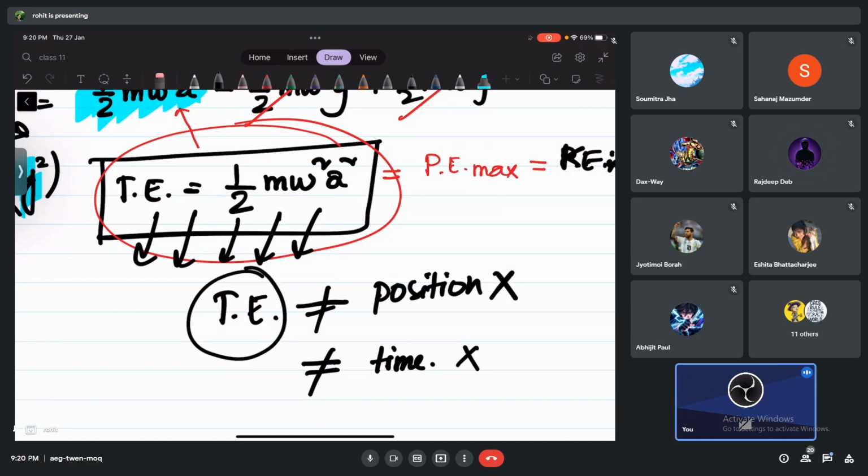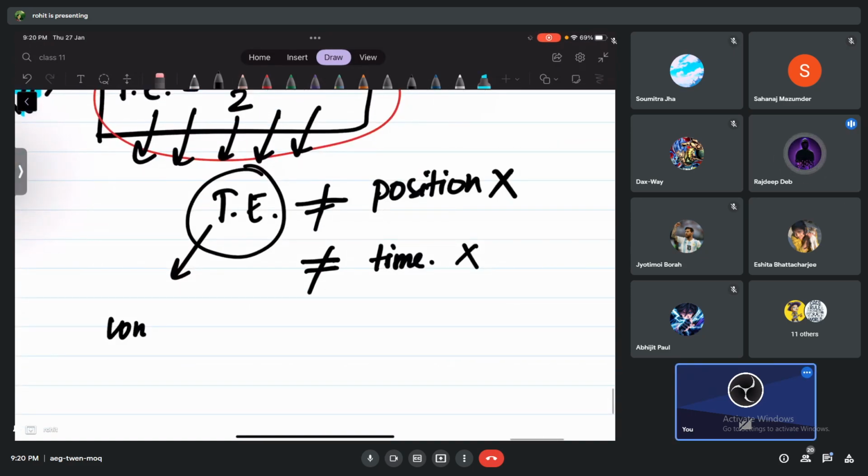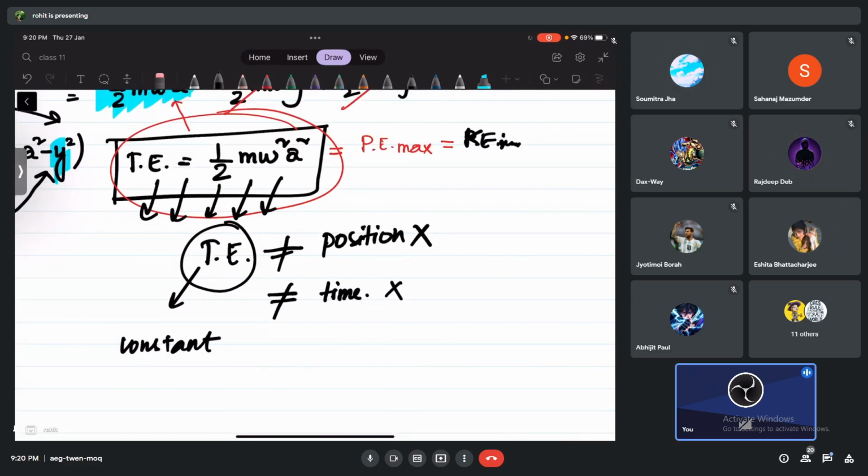So what is total energy? Tell me. It depends upon the amplitude. It is a constant. Position changes with time, of course, but total energy does not depend on these two. That means total energy is what? Not going to change. It's a constant.